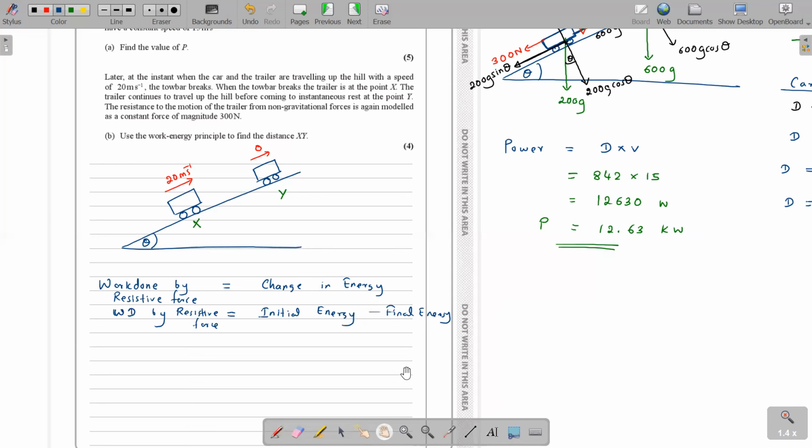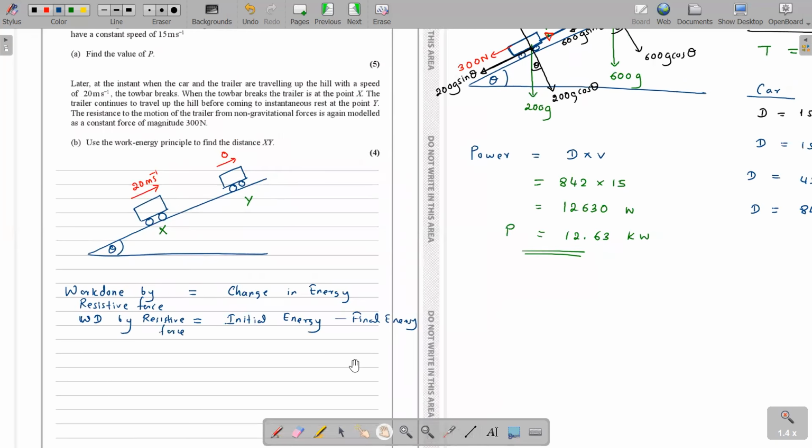Okay, so now let's work on this. The first thing is we have to find the distance xy. So let's say that distance xy is d. Let's use the word d. I have to find this value of d.